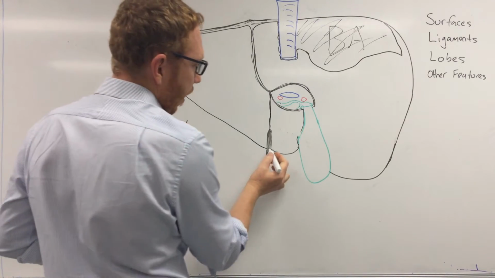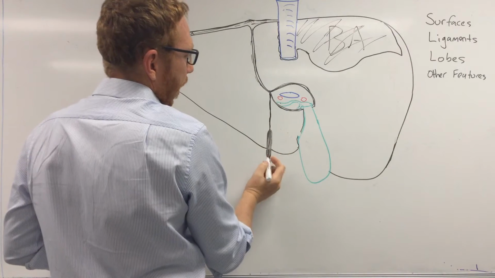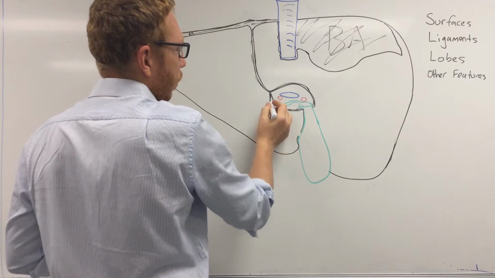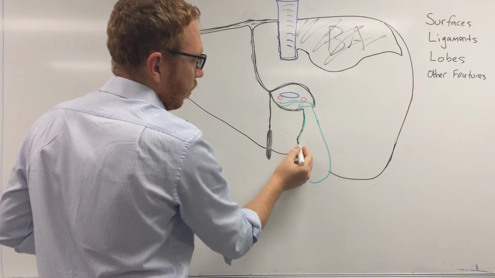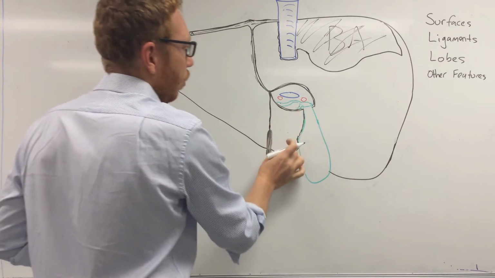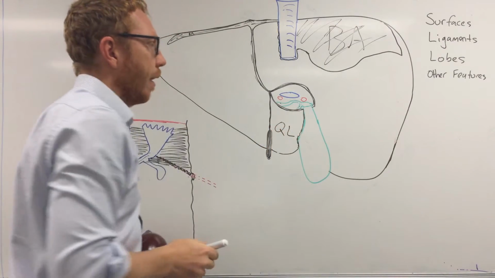So where we have this margin coming up, this is still in the right lobe. Where we have this teres ligament coming up that continues up into here, that now, with that area that seals off from the gallbladder, gives you a new lobe of the liver called the quadrate lobe.